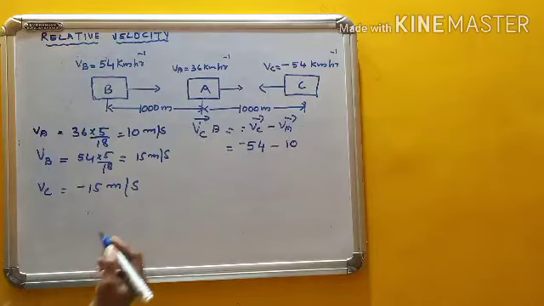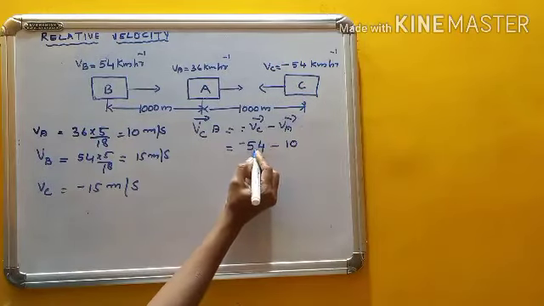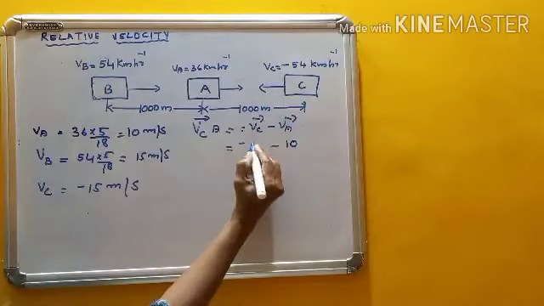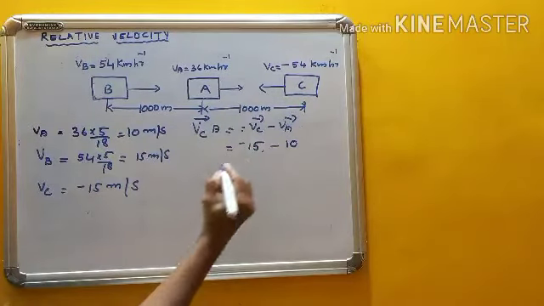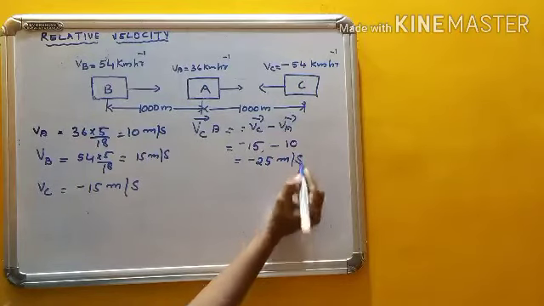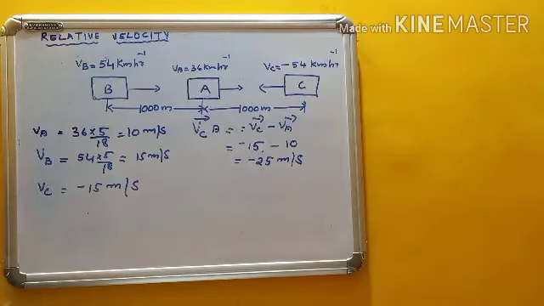Sorry, here this minus 54 is in kilometer per hour, no? That we have already converted into 15. So minus 15 minus 10. So minus 25 meter per second. VCA we are getting is minus 25 meter per second, meaning the velocity of the car C with respect to A is minus 25 meter per second.